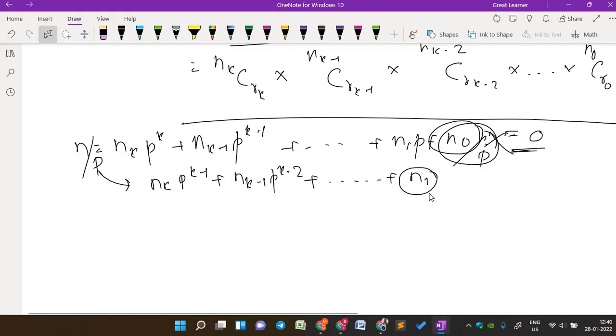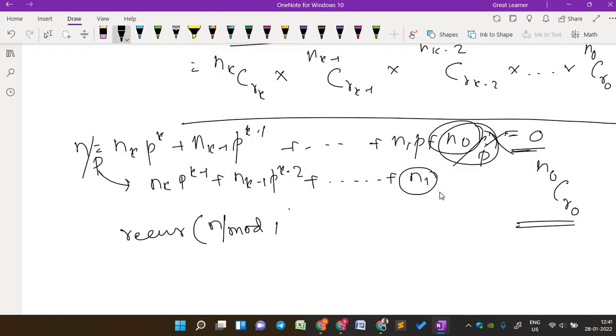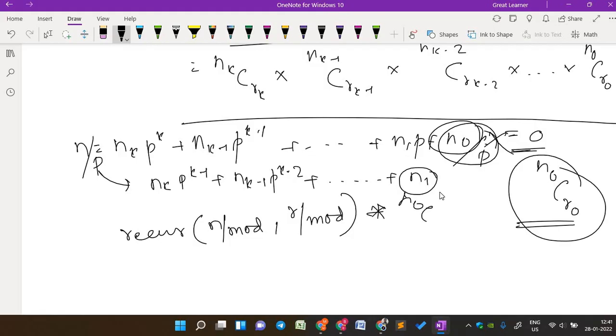n_1, but you also need to find n_0 C r_0, right? You need to find this one too. So what you have to do is call a Lucas function or recur function, with n by mod p and r by mod p, for finding this n_0 C r_0. How do you get n_0 and r_0? You just take n mod p.